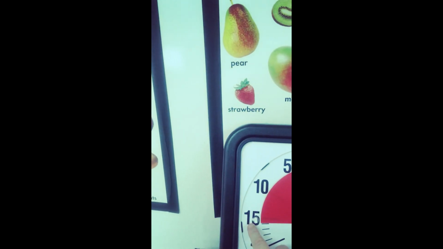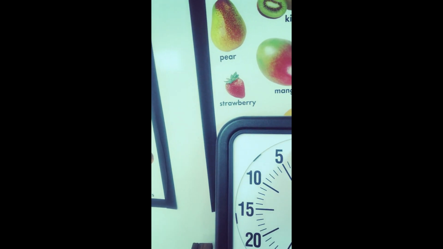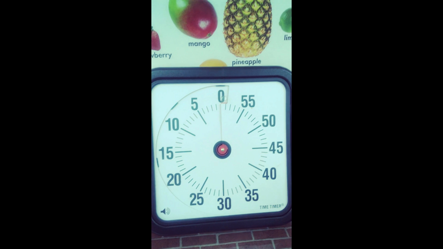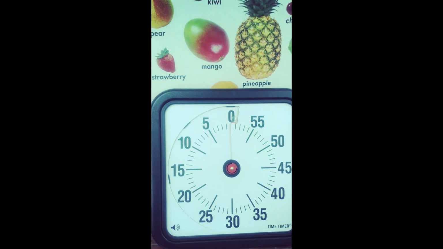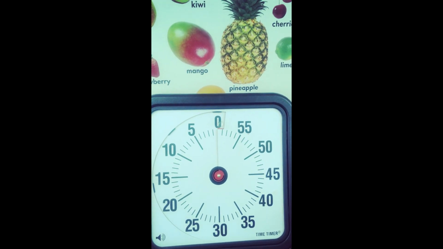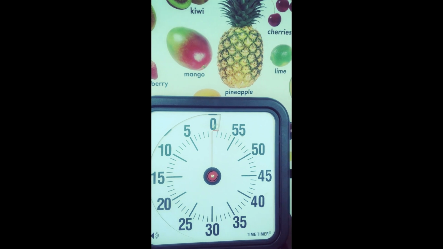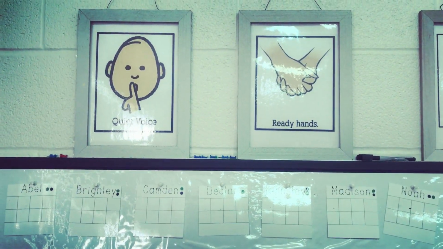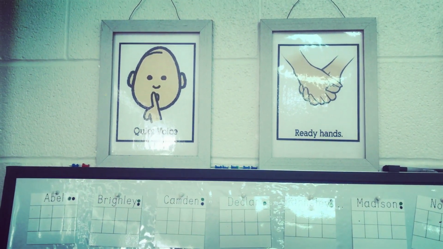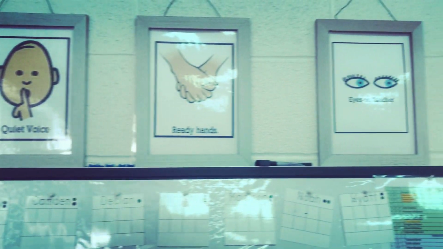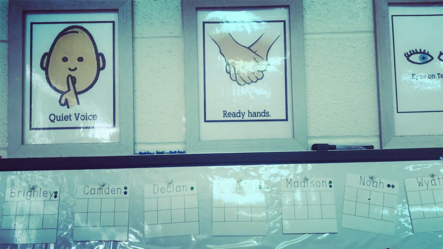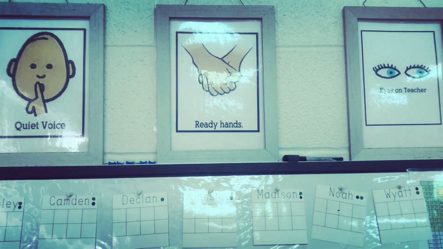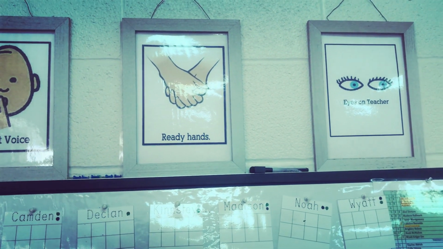And so after everybody's done and it beeps, the red disappears, they know it's time to sing the cleanup song, clean up your tabletop, and then wait at the tables for the next visual I'm going to show them. After the timer beeps, I tell everybody I'm looking for a quiet voice, ready hands, and eyes on teacher. And we sing a little song: quiet voice, ready hands, eyes on teacher.